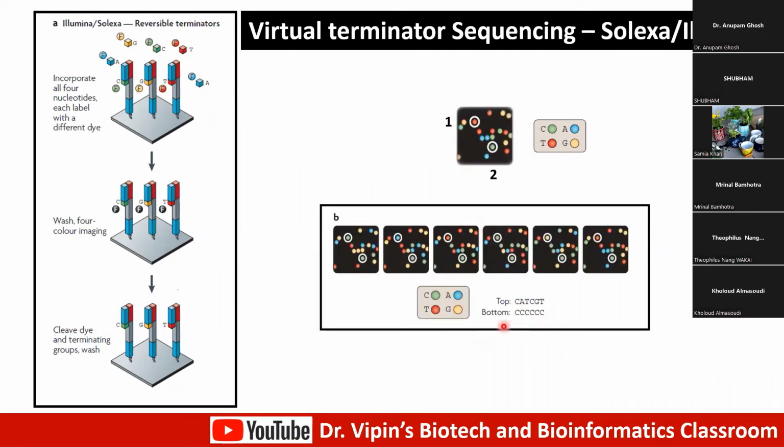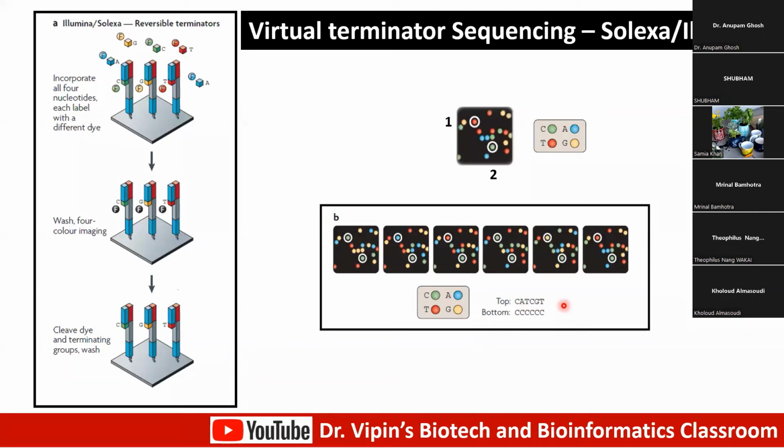For example, here, the second sequence, every time it is a green that is getting incorporated, which means every time cytosine gets incorporated, which means on the template, it would be a guanine, right? And for the top one, you have for every cycle a different color showing up, which means a different nucleotide gets incorporated. So finally, you have a sequence of CAT, CGT, right? So this is how you take your cycles.